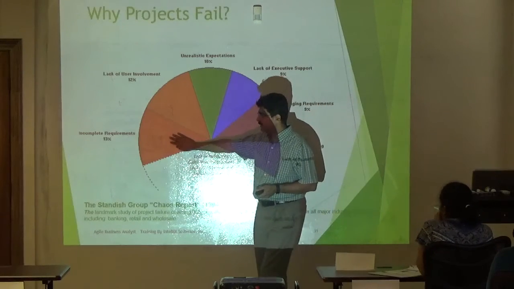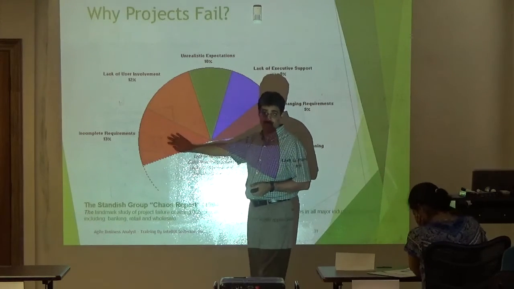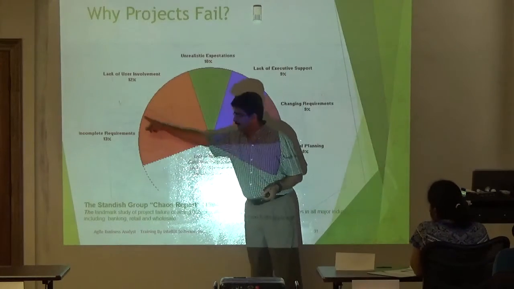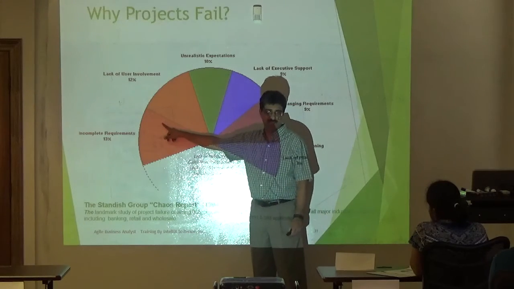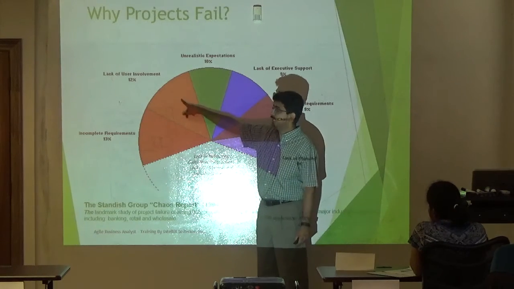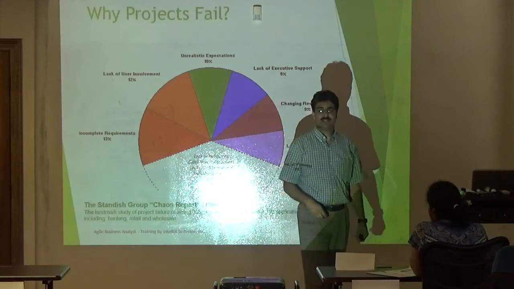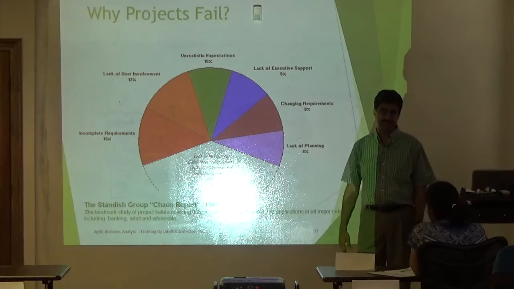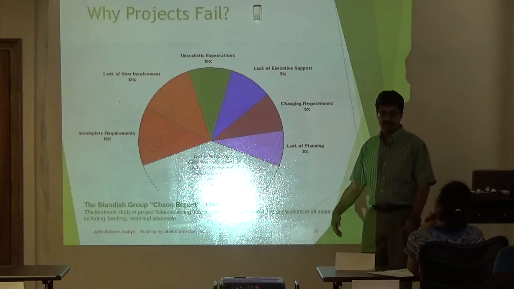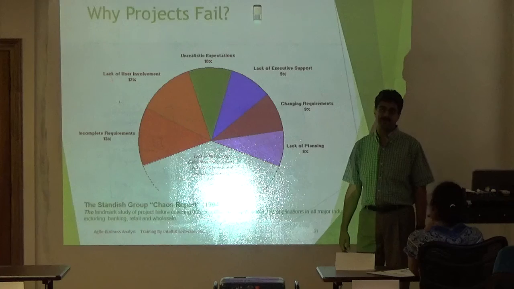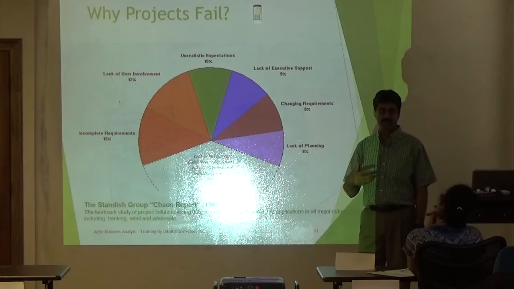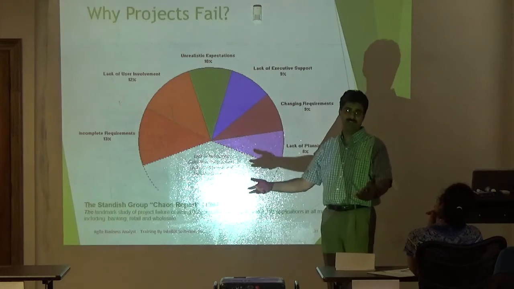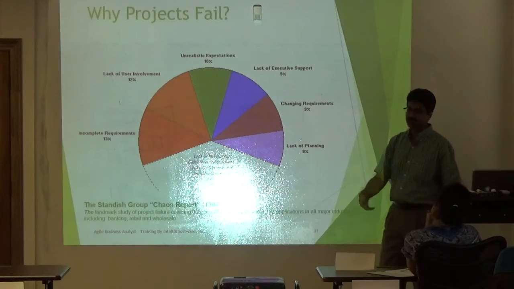One of them is not having complete requirements. A business analyst helps to collect requirements, so if you don't have a business analyst, this is a category you need to worry about. Lack of user involvement. Somebody told you, go build a system. I'm not going to tell you what I want, but I just want something like this. By the time you give it to him, it's, no, this is not what I wanted. So the business analyst helps get things out of the minds of the people who are using the system and put them on paper so that everybody else can understand what is expected.